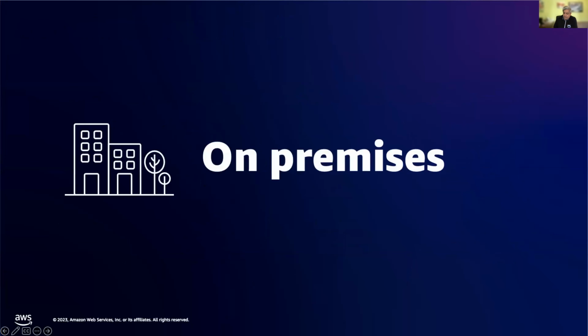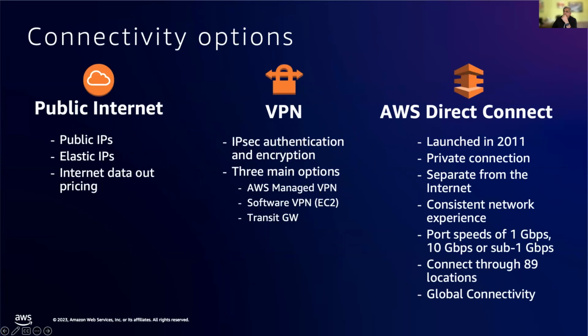So on premises, that's an important topic for our customers. And here are the connectivity options. First, you can connect directly over the public internet itself, with things like public IPs that you assign to your VMs, or Elastic IPs, which are specific IPs attached to specific VMs that you need, but again publicly accessible. There is also internet data out, and just recently we announced that we have made the internet data out pricing free for our customers.